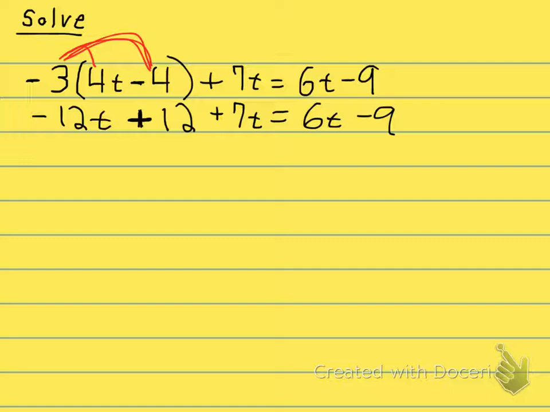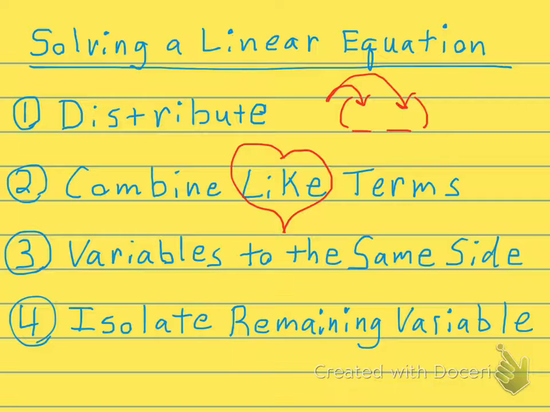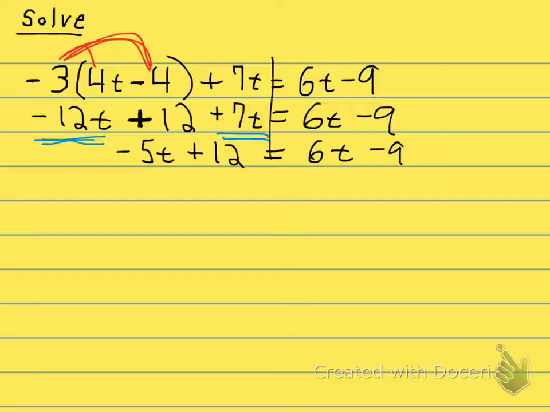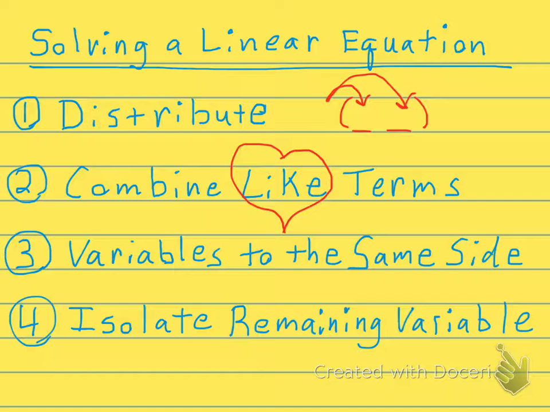All I want to do in that first step is distribute. Have I distributed? Yes. Next step, combine like terms. All right, do I have any like terms that I can combine right now on the same side? I do. I have minus 12t plus 7t. I can put those together right now. So negative 12t plus 7t, you might need to get your calculator out, negative 12 plus 7, and you are going to get a negative 5t, and then drop everything else down. Plus 12 equals 6t minus 9. Notice how I have these equal signs. I'm trying to keep them stacked right on top of each other. All right, combine like terms.